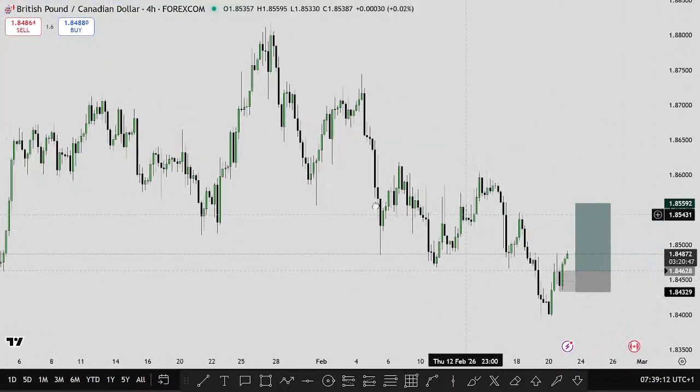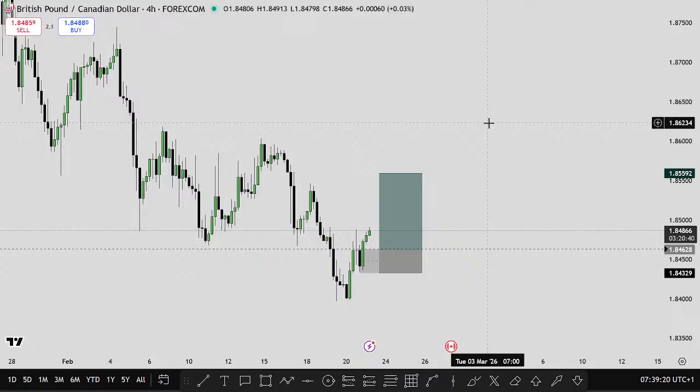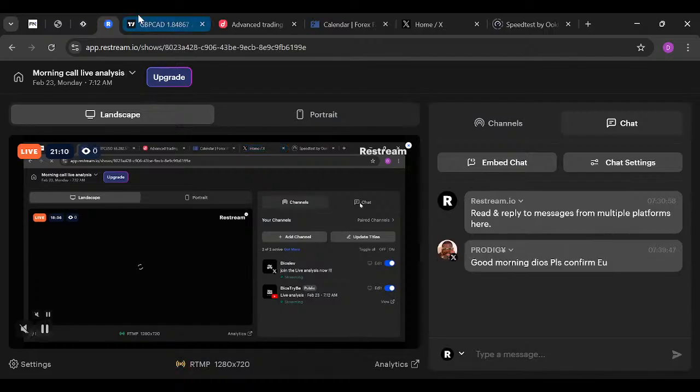Alright, so on GBP/CAD I also have a pending trade already. If price pulls back to that area around 1.84626, then I will be entering the buy. As you can see, I have placed the buy alert, and the stop loss I'll be using is around 1.84329. Take profit to be around 1.85592.